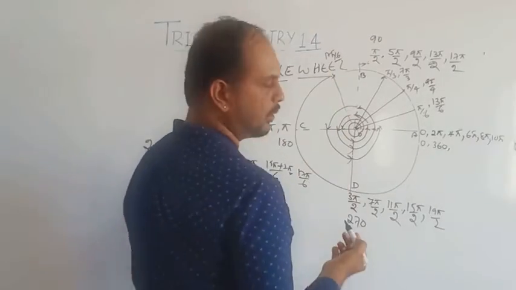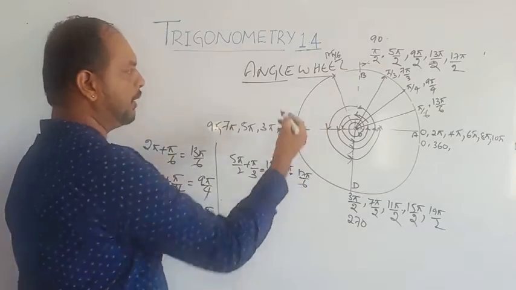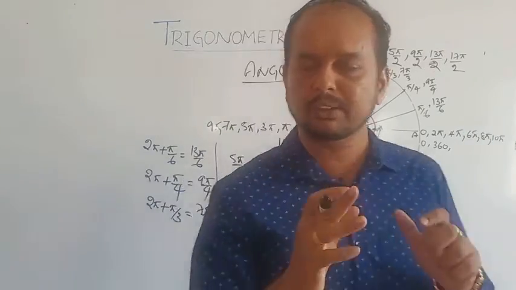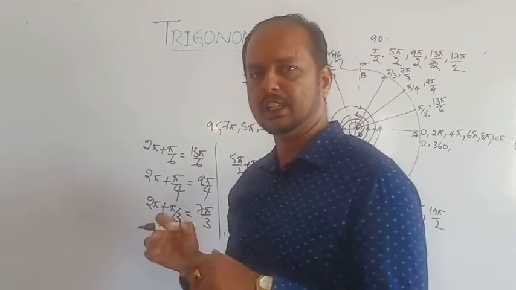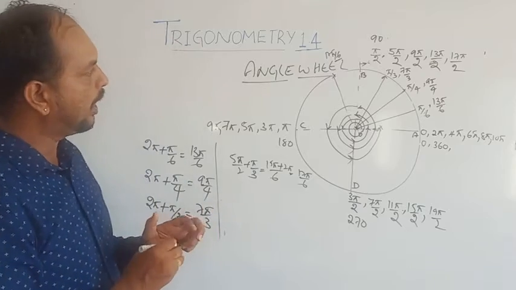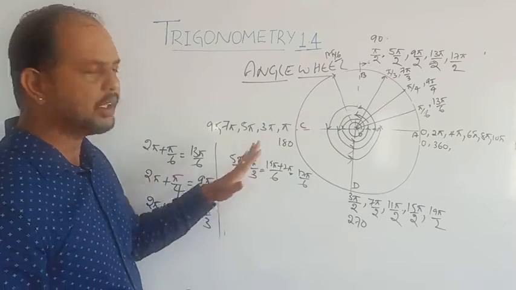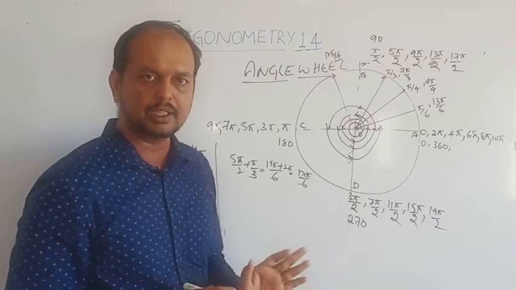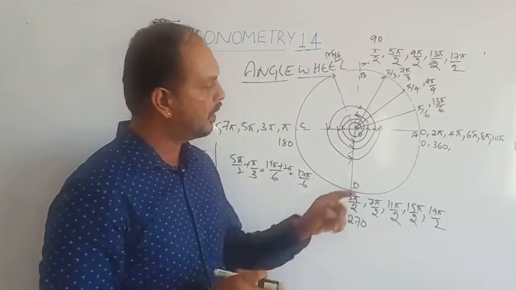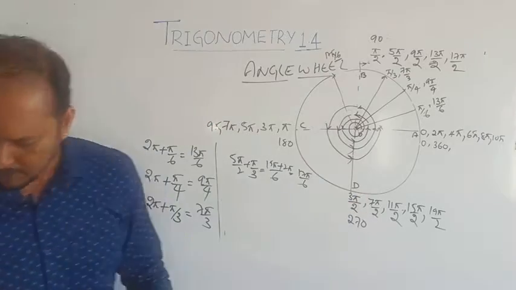Further values you are not required to know, but if you remember and keep them ready, if they ask anything bigger value, that will be very useful. You can just recollect and write the values. Okay, now this is one important thing about the angle wheel, and we'll see the table and form the values for all these.